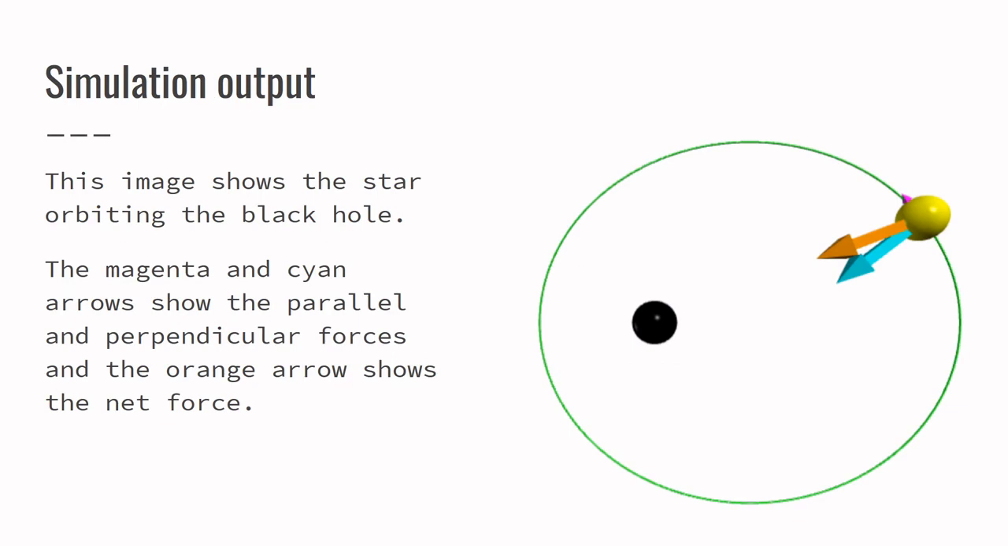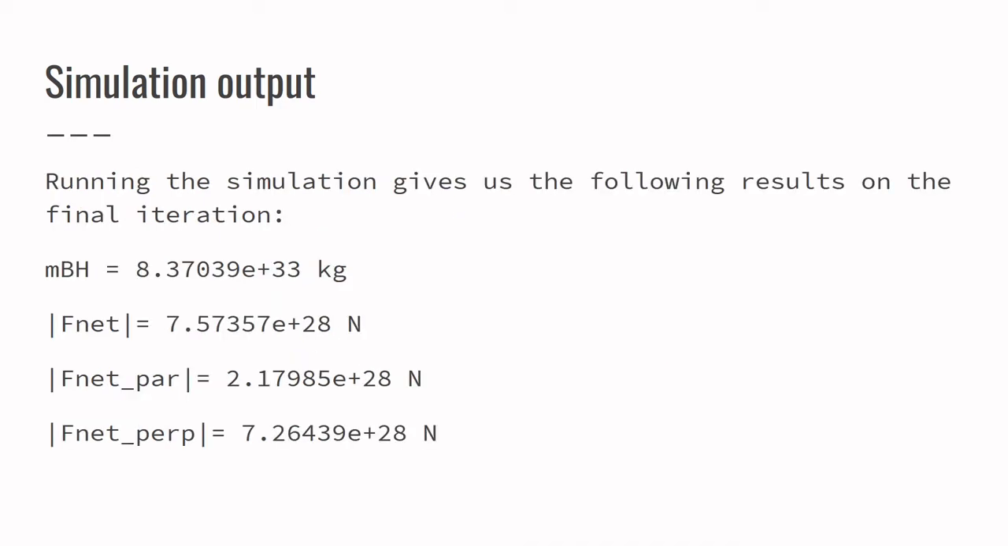And this is the output of the simulation. This image shows the star orbiting the black hole. The magenta and cyan arrows show the parallel and perpendicular forces, respectively, and the orange arrow shows the net force. So we can see here that the mass of the black hole came out to about 8.37 times 10 to the 33 kilograms. And we can also verify that the two directional components of the net force, when applied together, result in a net force of 7.57 times 10 to the 28 newtons.